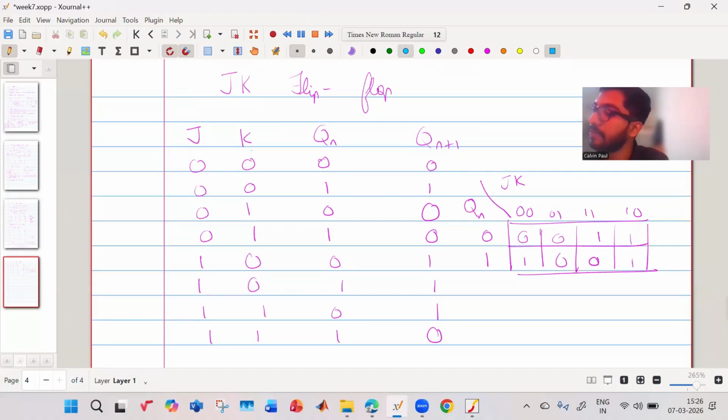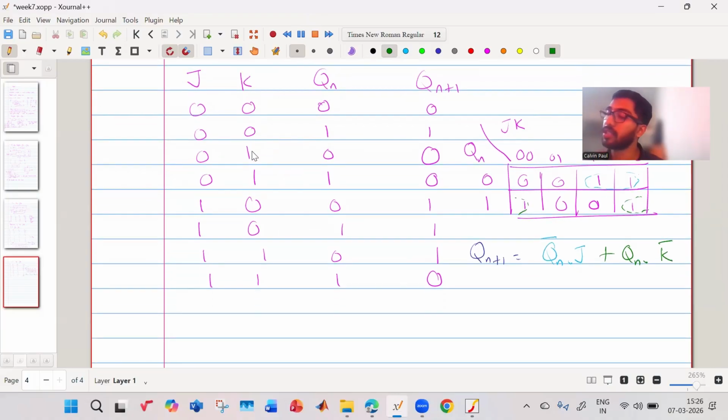Now, how do we write it? This is one combination, one product term, and this is another term, right? So your Qn plus 1 would be equal to, what's the first term? It is Qn bar and, not S, it is J over here. Qn bar and J. And the next term is Qn and K bar. Okay, so this is the characteristic equation of your JK flip-flop, which you will be using a lot in the upcoming tests and questions which you will be solving.